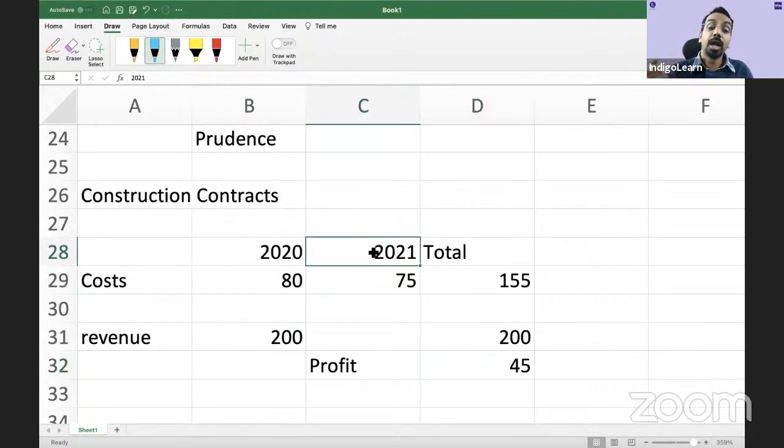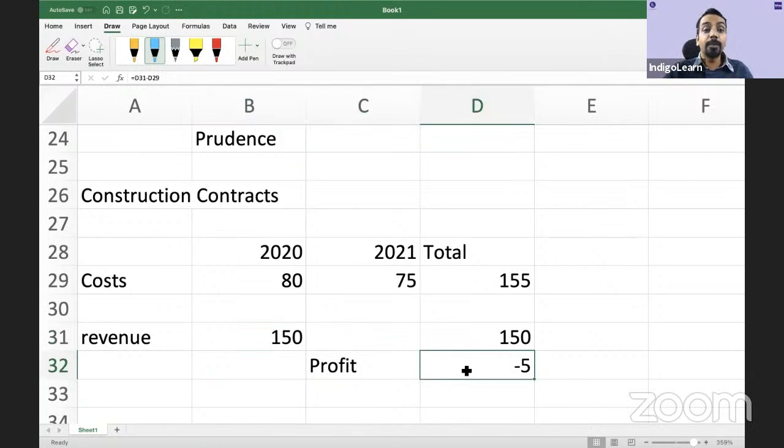That is the challenge. Or say, for example, by the end of year 20, you have incurred 80 lakhs and you expect that you will incur 75 lakhs in the next period, and the revenue is only 150. There is a loss of 5. Now here you will apply prudence. If the estimated result or outcome of the contract is a loss, you will recognize that loss immediately. That is the first thing.